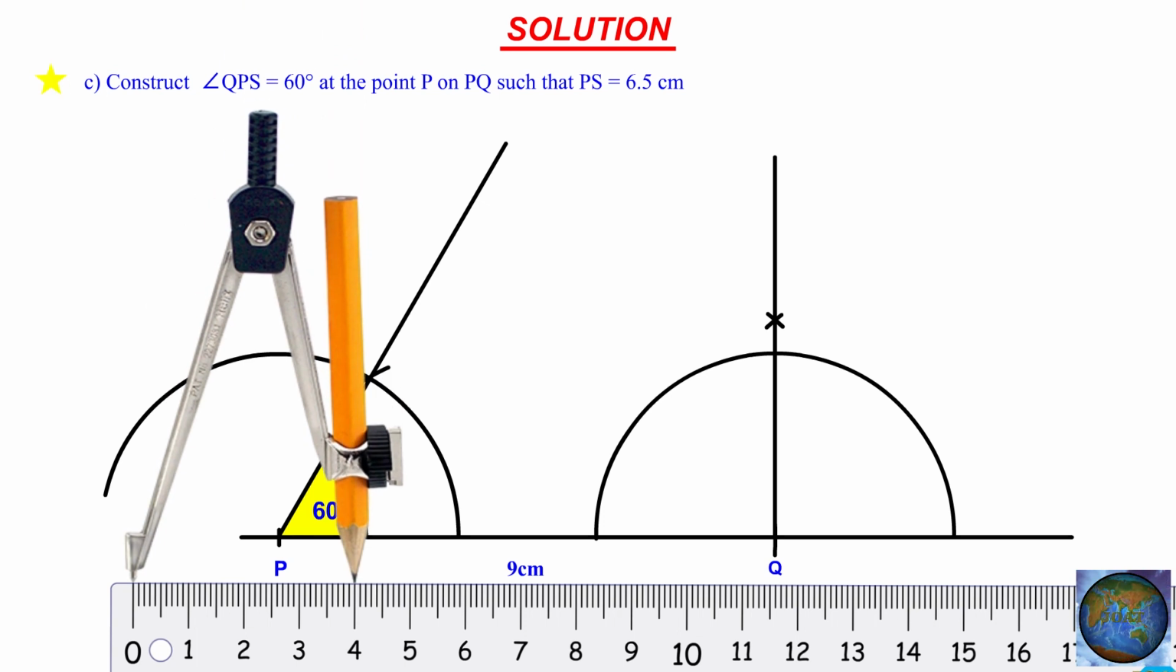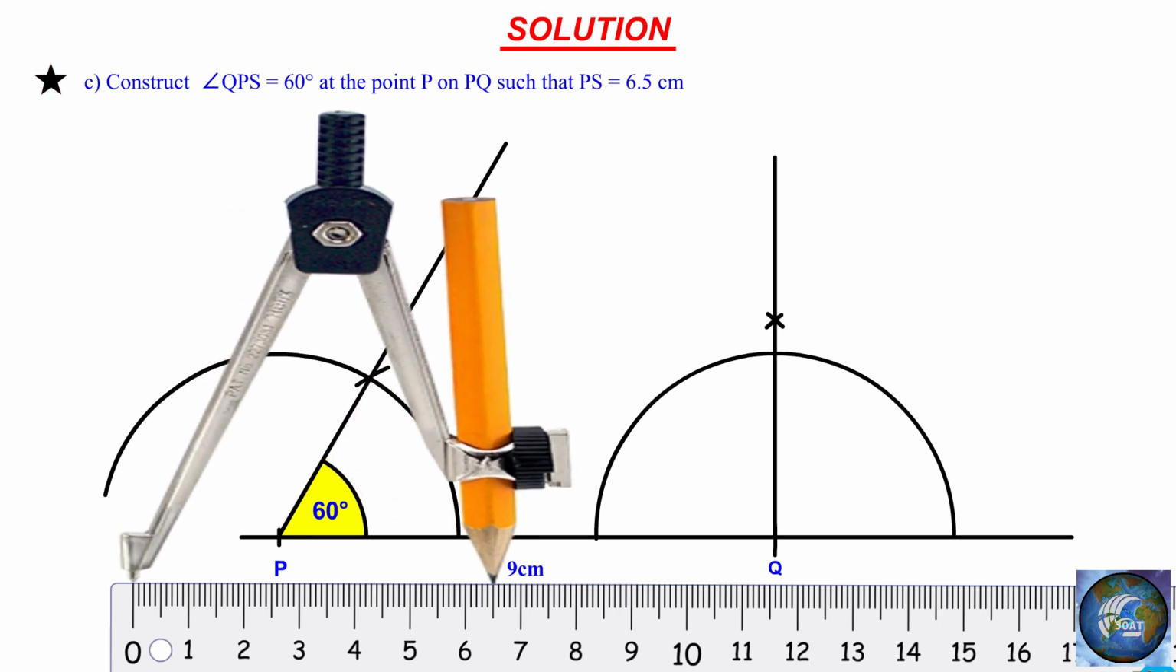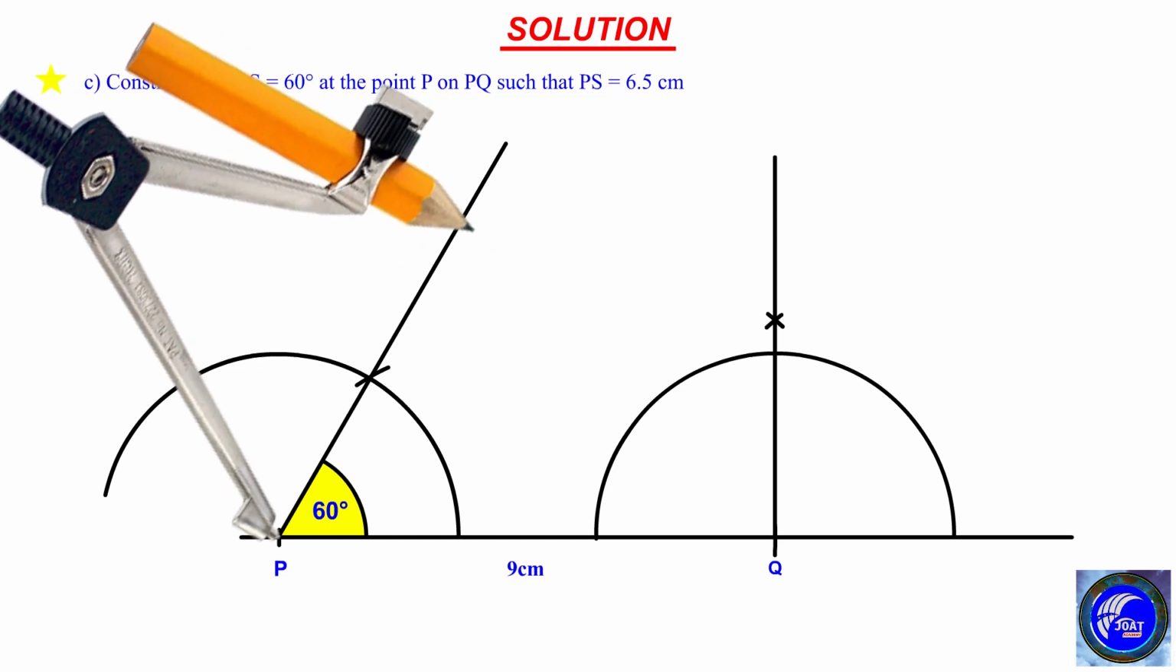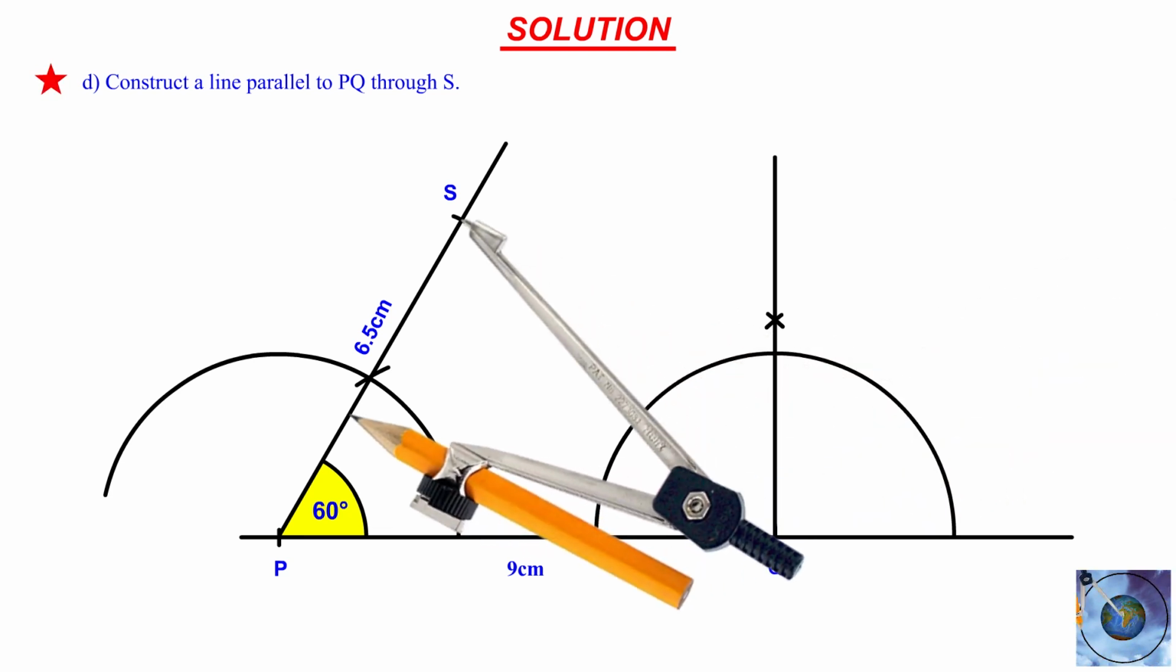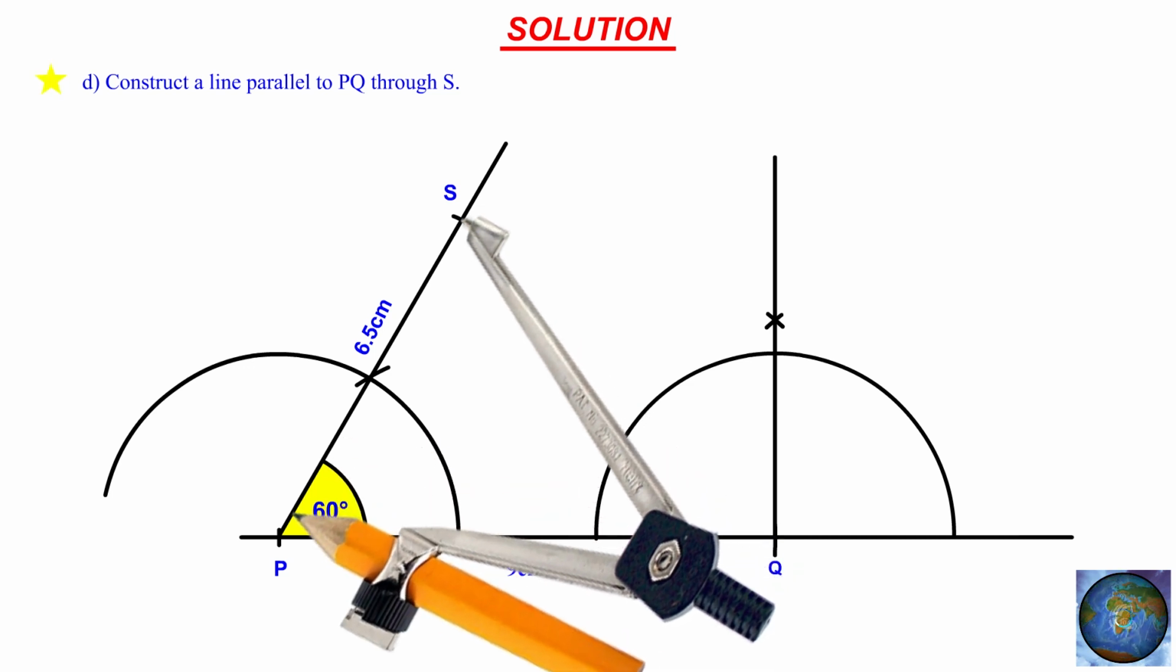Measure 6.5 centimeters on the line to get point S. Draw a parallel line to PQ through S. First, draw a perpendicular to the line PQ through S. With your compass at point S, open the compass to draw 2 arcs that intersect line PQ to the left and right of point S.